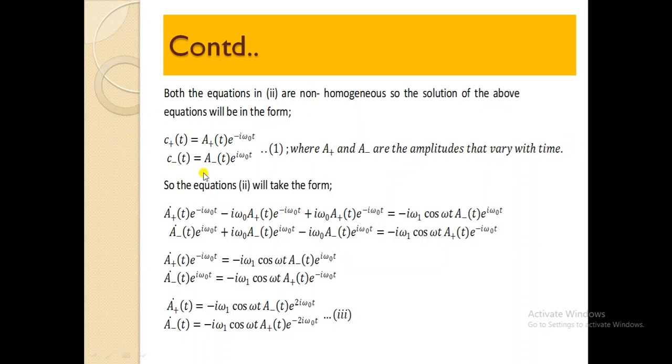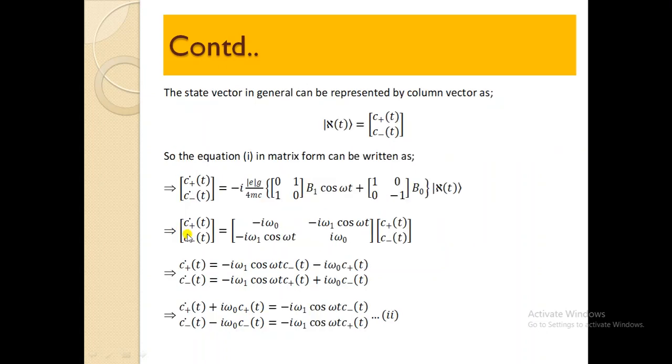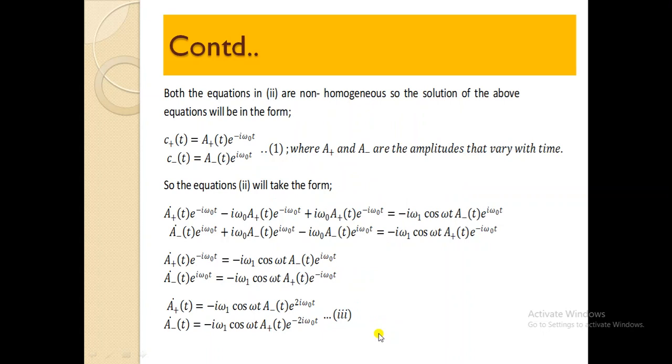So on substituting this value of c plus t and c minus t in the above equation, this second, what will we get? The equation second will take the form, we have substituted the value from here. In place of c plus dot t we have differentiated it. While differentiating we have to differentiate two times, because a plus t will also vary with time, and e to the power minus I omega t will also vary with time.